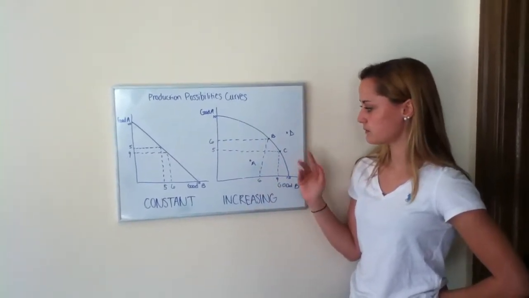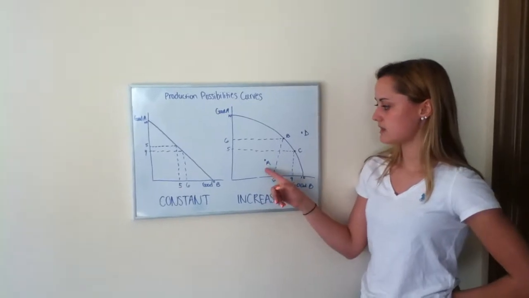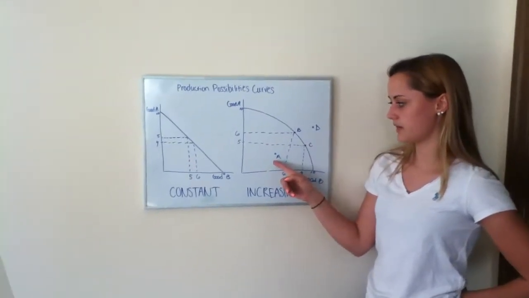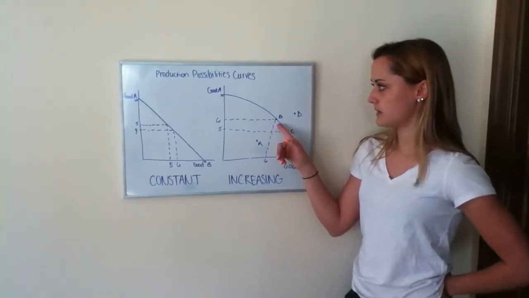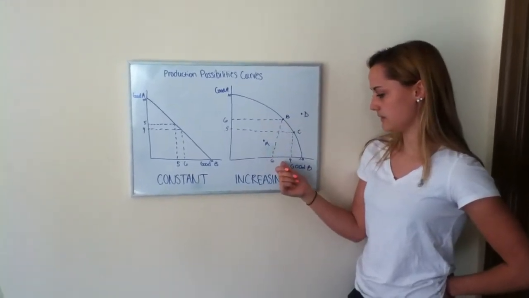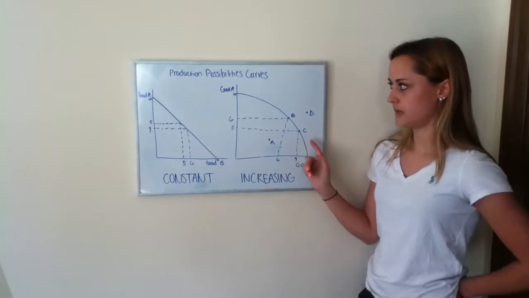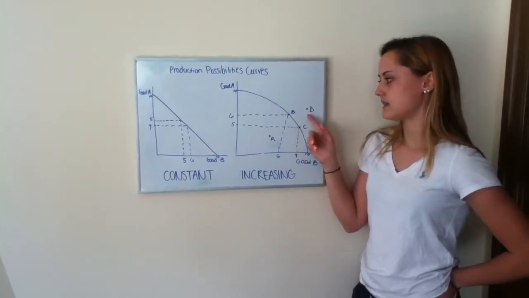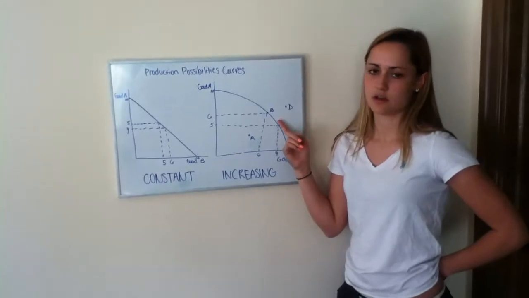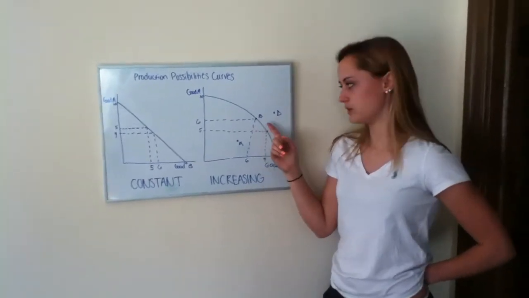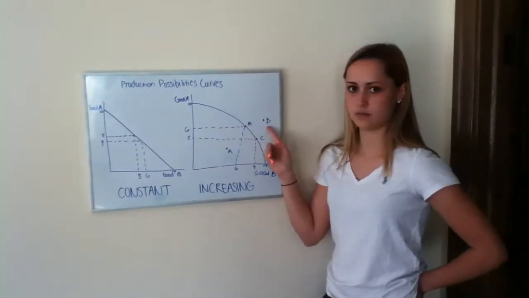So there are 4 typical points. A is feasible but not efficient because you're not using all your resources. B, you're producing more of good A and less of good B. C, you're producing more of good B and less of good A. And D is not attainable because you don't have enough resources. So you would need something like a technology increase in order to be able to move production from on the curve out to D.